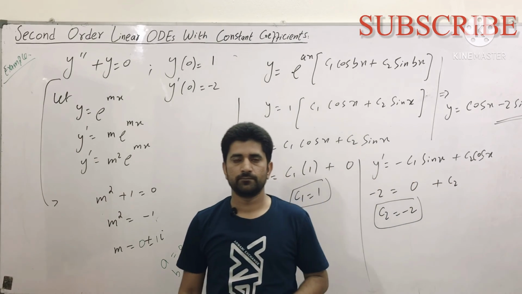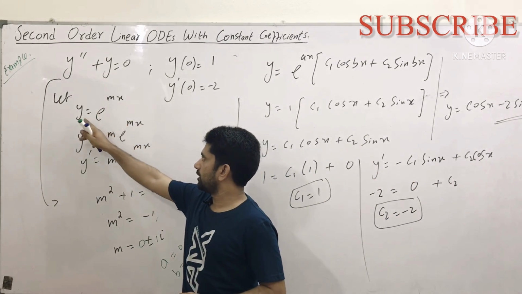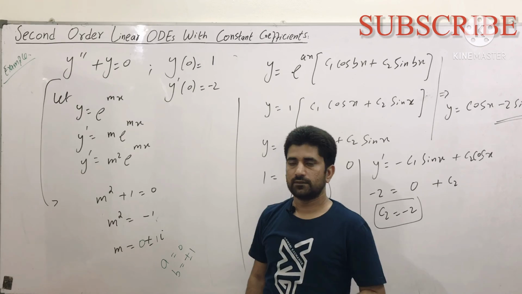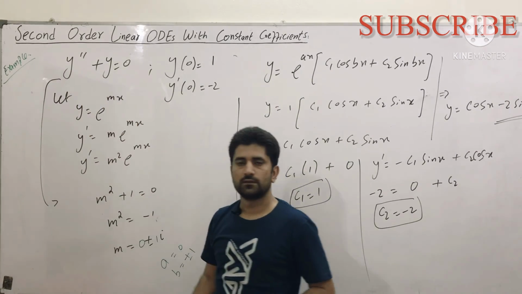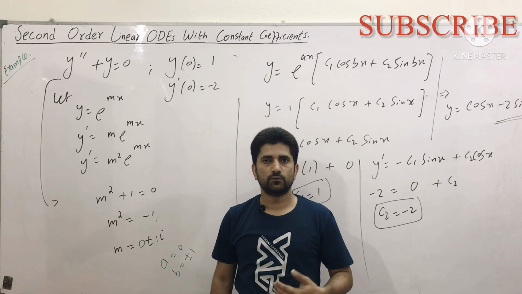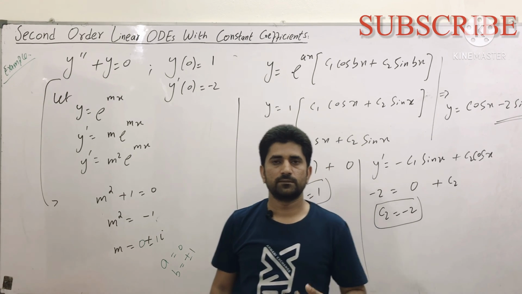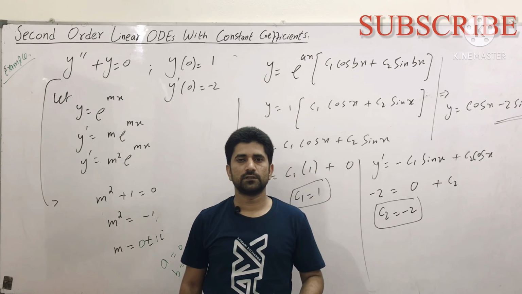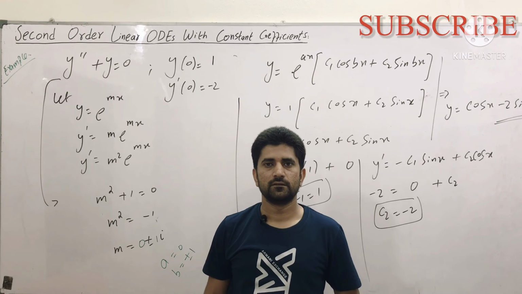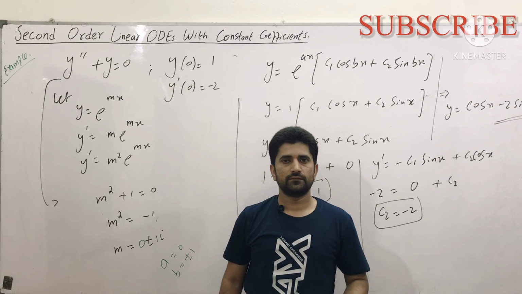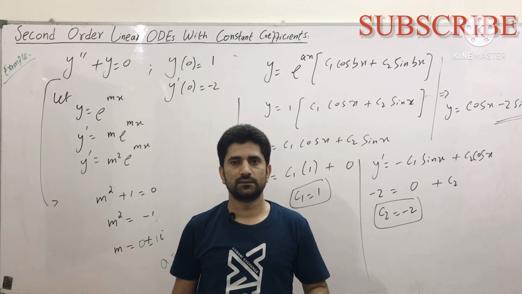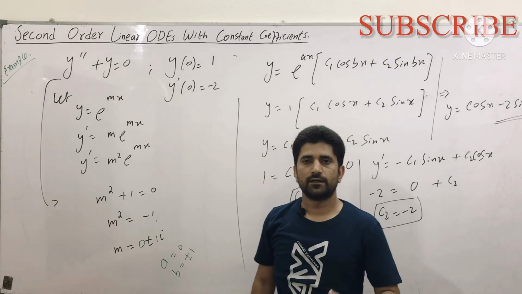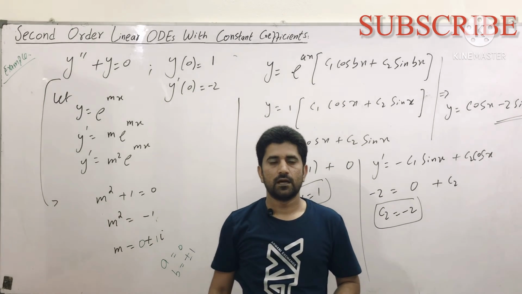I repeat one more time. First we assume the solution to be in the form y = e^(mx). We take the first and second derivatives, then we find the characteristic equation. After finding the characteristic equation, we find the roots, then we check which case it belongs to. Case 1, roots are real and unequal. Case 2, roots are real and equal, and case 3, when the roots are complex. After finding roots, we put the answer in the equation and apply these conditions, and we find our final specific solution. I hope these things are clear.